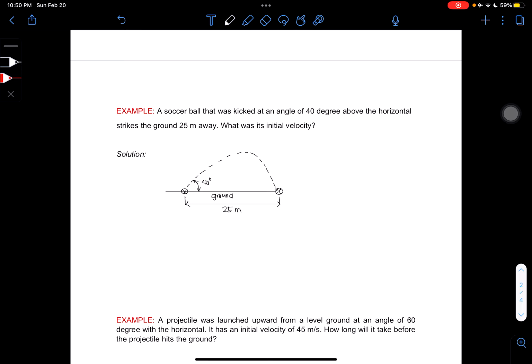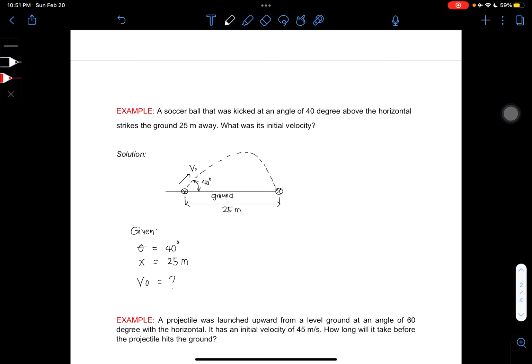So in our drawing, we can analyze that we have an angle theta. So given, our angle theta is 40 degrees and our x is 25 meters. And our unknown, the required, is the initial velocity.